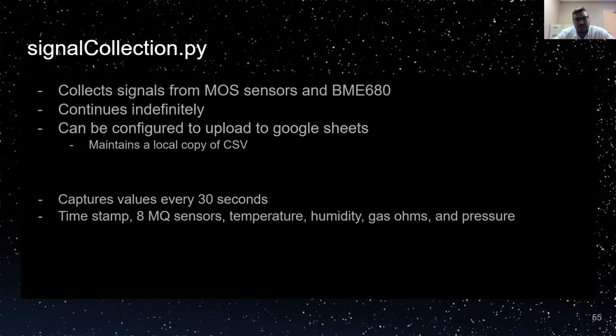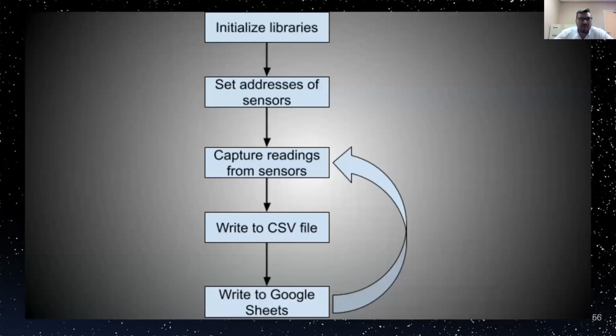So our signal collection again collects signals from the MOS sensors and the BME680. This continues indefinitely. It can be configured to upload to Google Sheets, but it also does maintain a local copy of the CSV in case there's any sort of connection issue. There's always going to be the local backup, but this does allow for upload to Google Sheets so you can see real-time changes in your signals. Again, every 30 seconds with our MQ sensors and our BME680 as well as a timestamp.